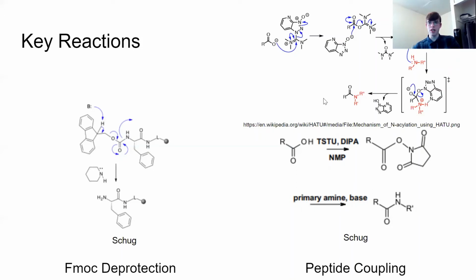The first step is to use a coupling agent such as HATU or TSTU, and this will generate an excellent leaving group on the carboxylic acid. This will better allow for the primary amine to react with the carboxylic acid and create the peptide bond to link the amino acids.